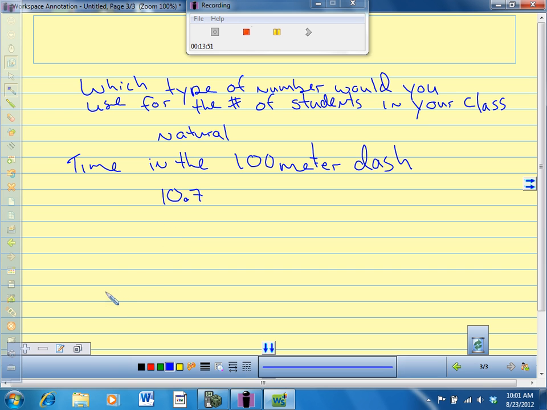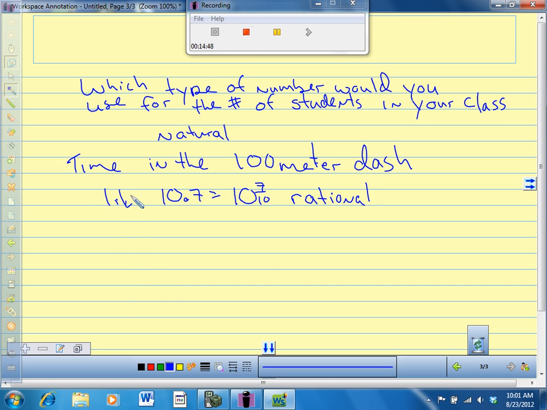Would that be a rational number or a real number or irrational? What do you think? Or an integer? What's that going to be, time in the 100 meter dash? I think that's just rational because this can be expressed as a fraction, as 10 and what? How many tenths is 0.7? 7 tenths. So I could write that as 7 tenths. So that would be a rational number, because it can be expressed exactly as a fraction.